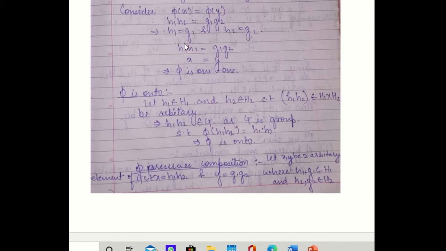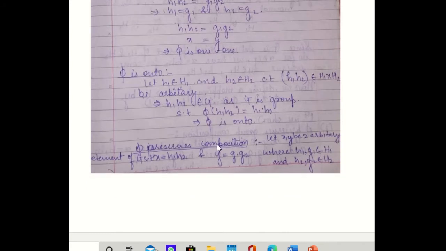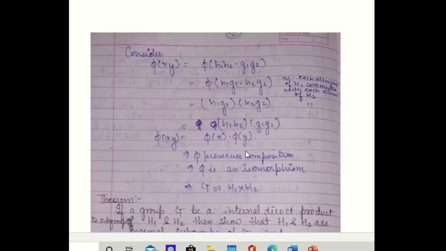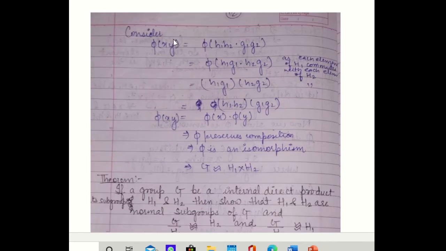First we have shown that phi is 1-1: h1 h2 is equal to g1 g2 gives x equal to y, so phi is 1-1. Now we have shown that phi is onto. Now to show it is an isomorphism, it is left to show phi preserves composition. That means, let x and y be any two arbitrary elements of G such that x equal to h1 h2 and y is equal to g1 g2, where h1, g1 belong to capital H1, h2, g2 belong to capital H2. So now we consider phi xy. Phi xy will be h1 h2 into g1 g2, and now we can write it as h1 g1 into h2 g2.